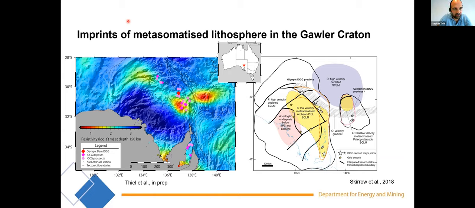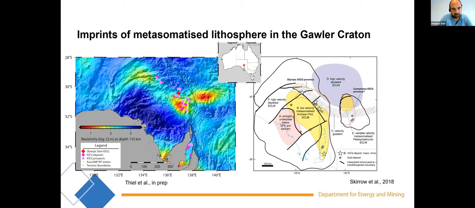What I'm showing here on the left is a resistivity image at, again, mantle depths, about 150 kilometers, where in the Gawler Craton you're still expected to have a solid mantle. But you see that the resistivities are very, very low at this sort of depth, and the locations of some of the major IOCG deposits are shown here.